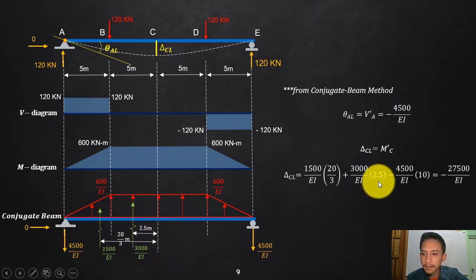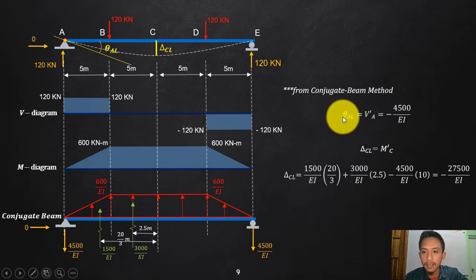That is 10. So that is a negative. Therefore, the moment at that conjugate beam at point C, or that is the deflection at point C on the beam itself, is negative 27,500 over EI. Why is it negative? That is true because that will deflect going down. Okay? So you have now your theta AL and delta CL.